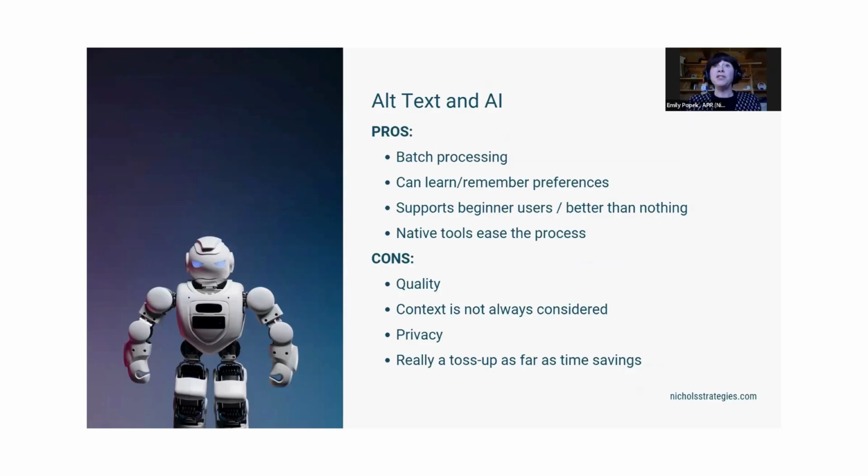Some of the benefits of using AI to generate alt text, one would be that you can generate alt text in batches, depending on which large language model you're using. Some of these tools will allow you to upload multiple files at a time, right? And it'll spit out a string of alt text for you.